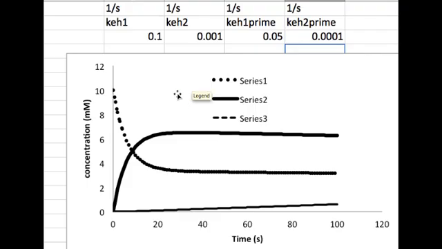So if we were to punch in numbers that correspond to a rapid pre-equilibrium into a spreadsheet to do a numerical analysis of this, we'd see that we've got a relatively rapid forward reaction rate constant. We have a relatively rapid backward rate constant, but then the rate constants for the forward and backward on the second step are relatively slow.